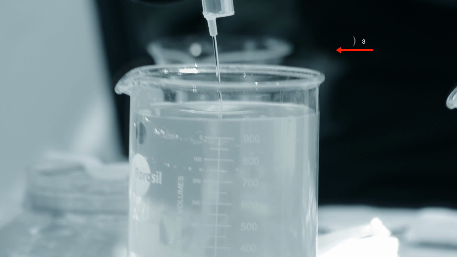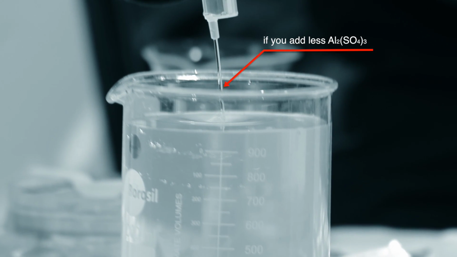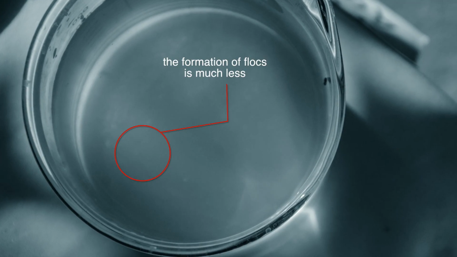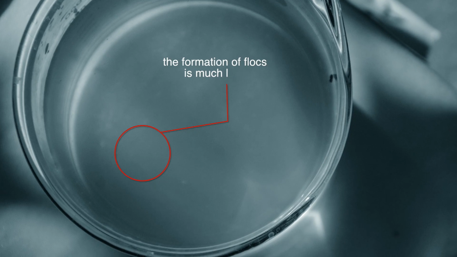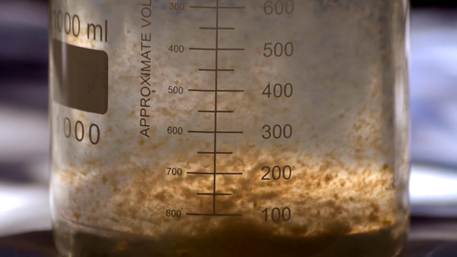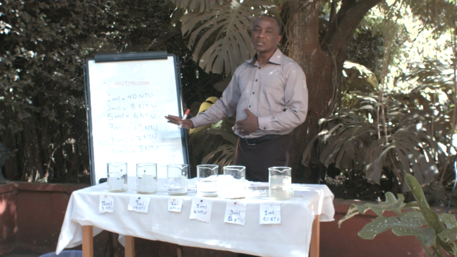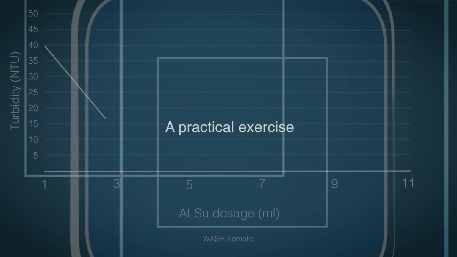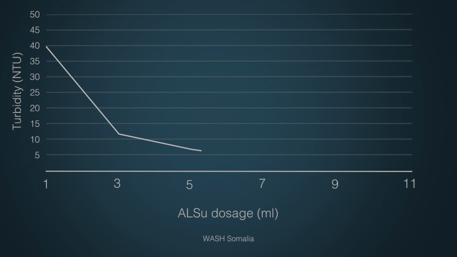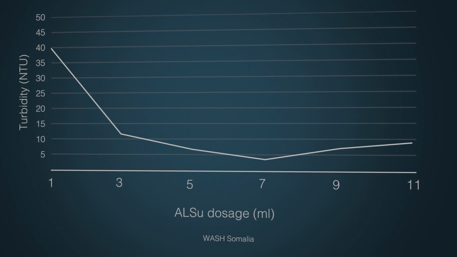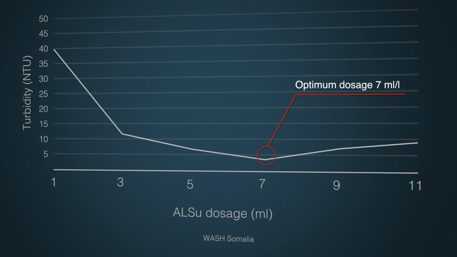What happens is, if you have less aluminium sulfate in the water, the formation of flocks is far less. If you have more in the water solution, it means that the aluminium sulfate interferes with the settlement process, and that means the settlement does not take place as required. The technician has found that the optimum amount of aluminium sulfate at a concentration of 1% is 7 ml per litre.